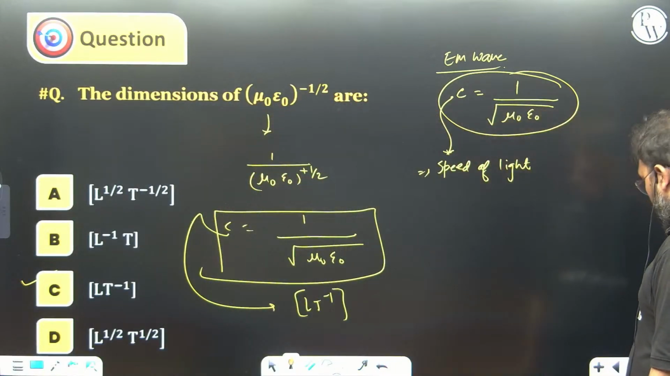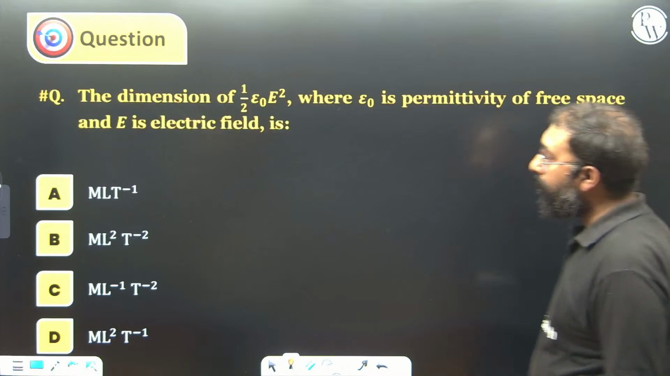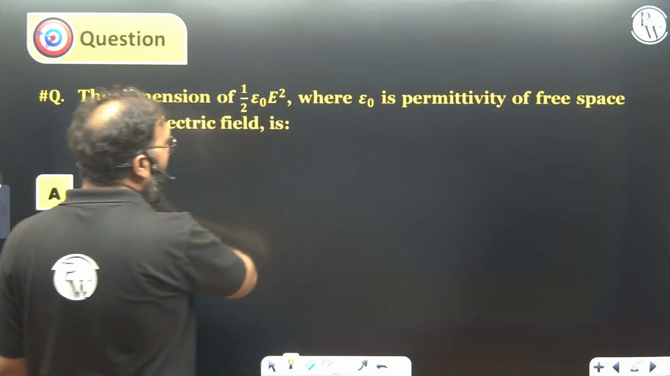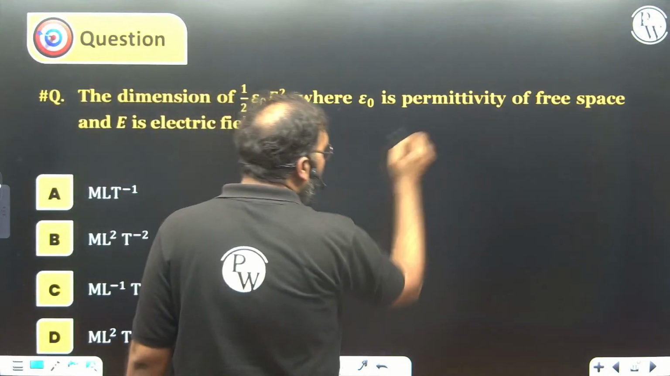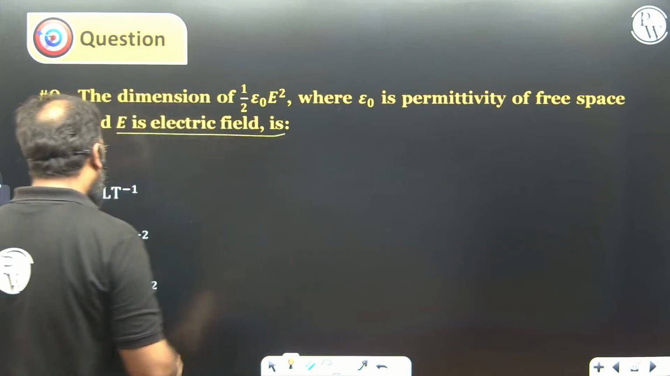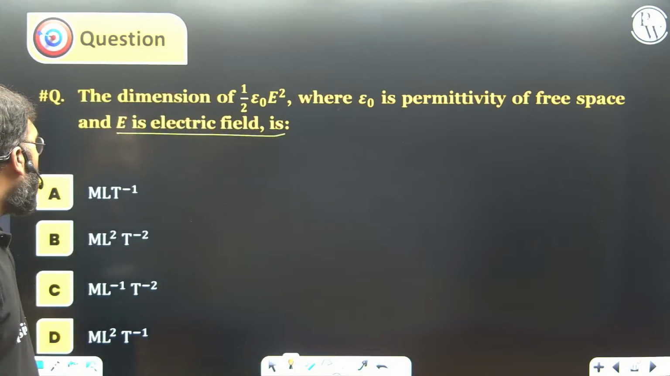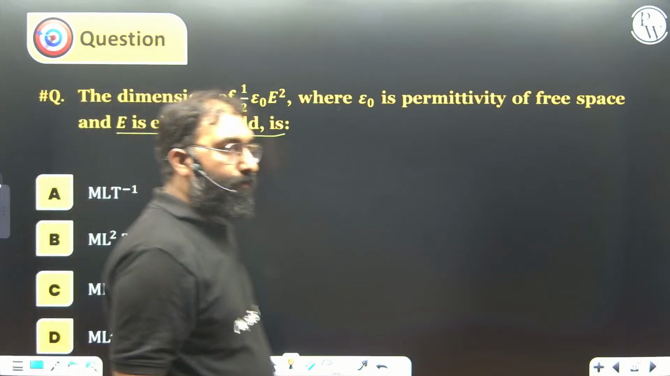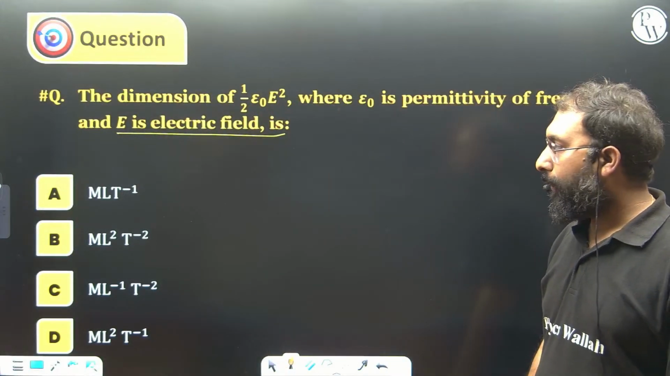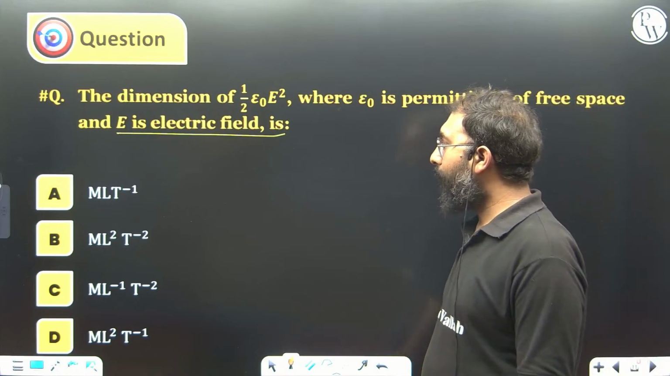Coming to the next question. The dimension of half epsilon naught E square, where epsilon naught is the permittivity of free space and E is the electric field. Do you want to try this question? I'm giving you 30 seconds. Please do try this question, then I'll discuss it.